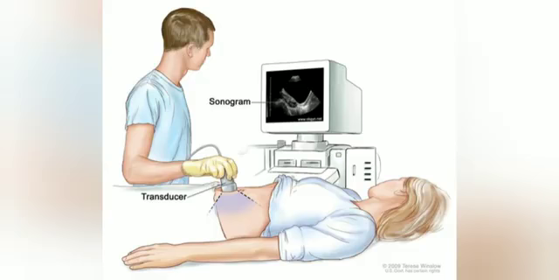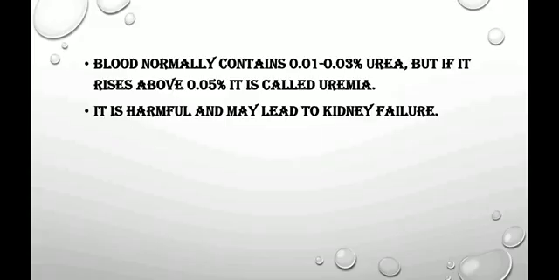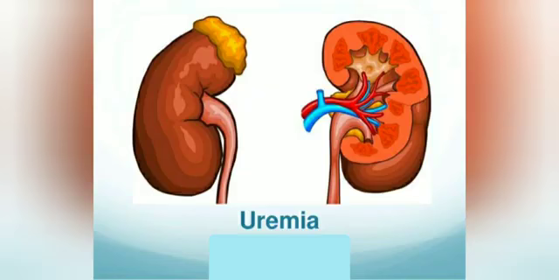These are different diagnostic techniques or tests which are prescribed depending on the symptoms. The next disease is uremia. Blood normally contains 0.01 to 0.03% urea, but if it rises above 0.05%, then it is called uremia. That means urea is normally present in your urine, but if the content of urea rises above 0.05%, it causes a disease called uremia, which is harmful and may lead to kidney failure.